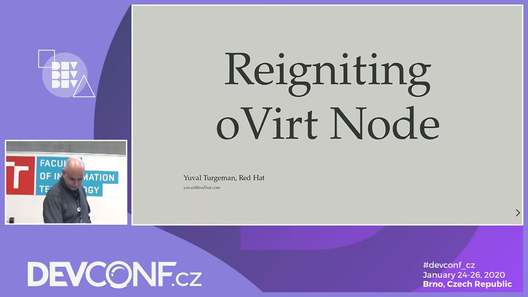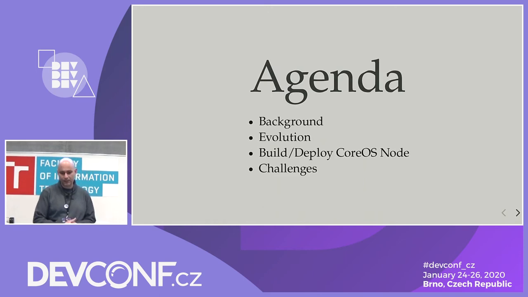I'm going to give a little bit of background about what oVirt is, which probably everybody knows, and more specifically what oVirt node is. Then we're going to go through the evolution of oVirt node: where we were about 3 years ago, what we're doing today, and where we plan to go in the future, which is probably a CoreOS-based node.